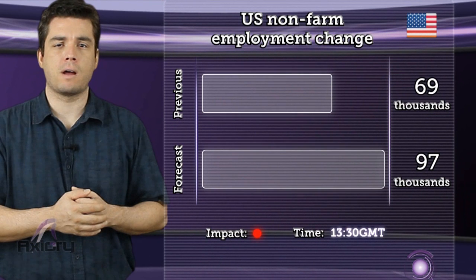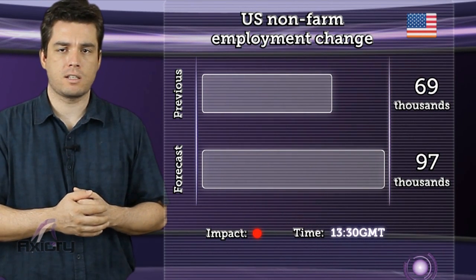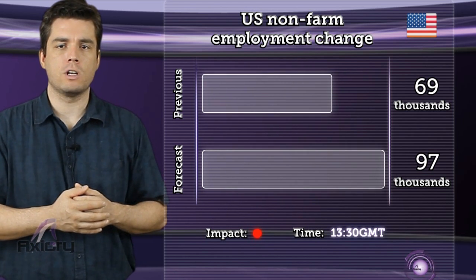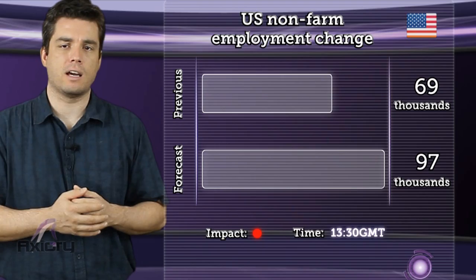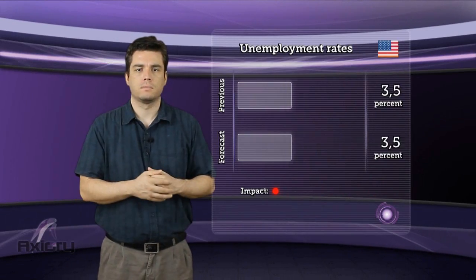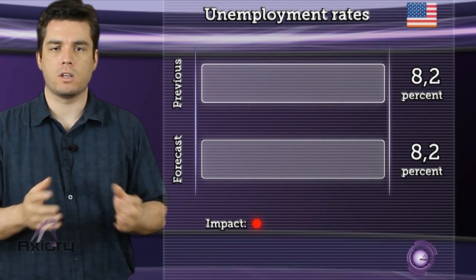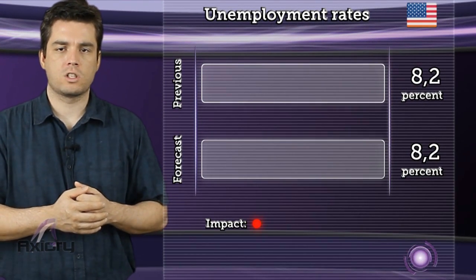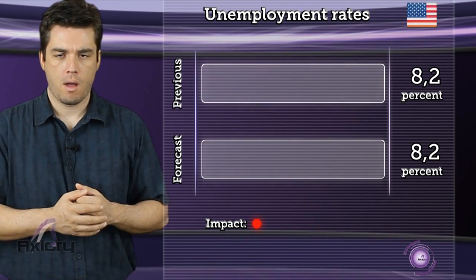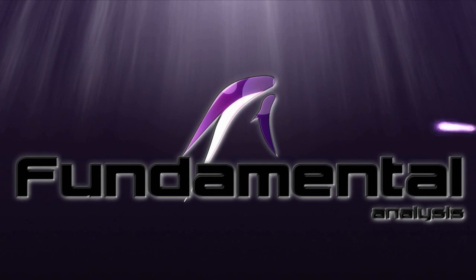Today, we can expect figures about U.S. non-farm employment change published by the Bureau of Labor Statistics at 1:30 p.m. GMT. Most analysts expect an increase from the previous rise of 69,000 to 97,000 in employed people. The same bureau will at the same time show new monthly figures about U.S. unemployment rates, which is expected to be at 8.2% as it was in the previous report. Both news from the U.S. will have a high impact on the dollar.